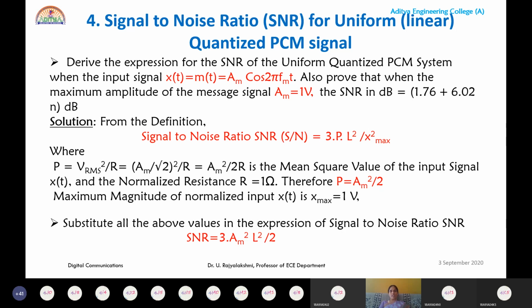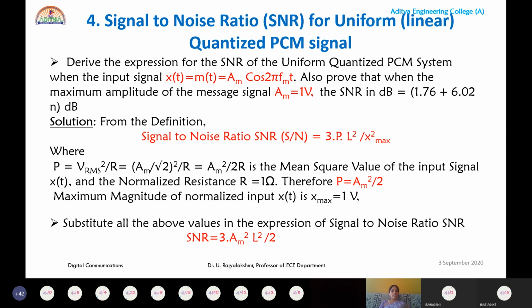If it is given, you can directly substitute the value as Am square by 2R. So what is the expression for peak power? That's why it is represented in red color. So P is equal to Am square by 2R in general. If it is normalized, R is 1 ohm. Even sometimes in the problem, if it is not given to you, take R as 1 ohm and solve for the signal power directly as Am square by 2. For example, if the maximum amplitude of the message signal is given as 2, then Am square by 2, that is 2 square by 2. So peak power is 2 watts.